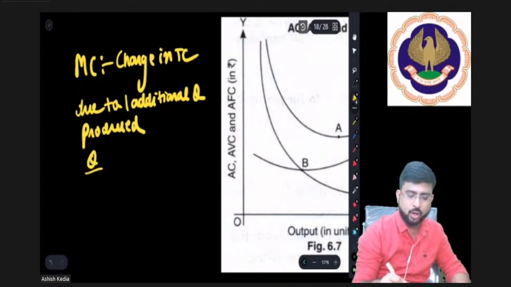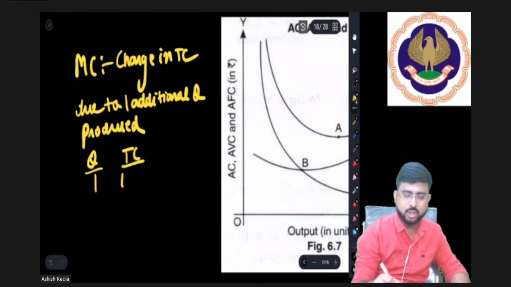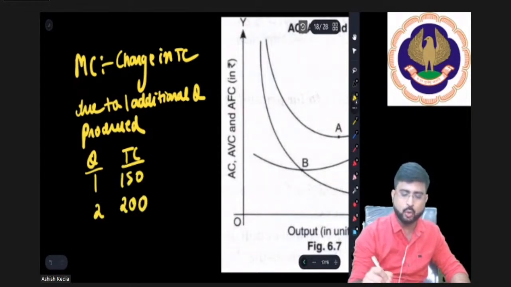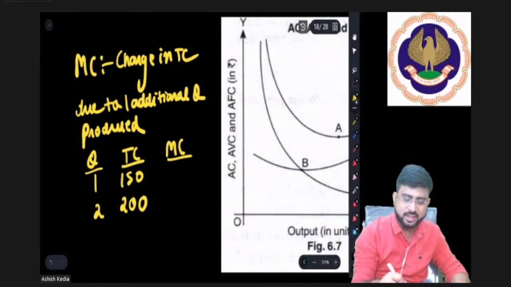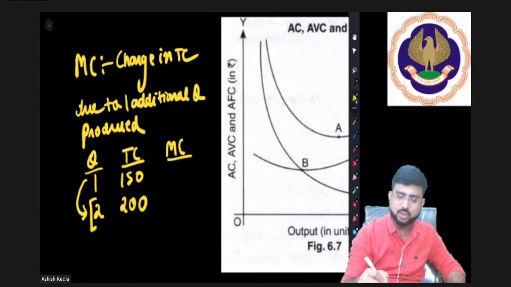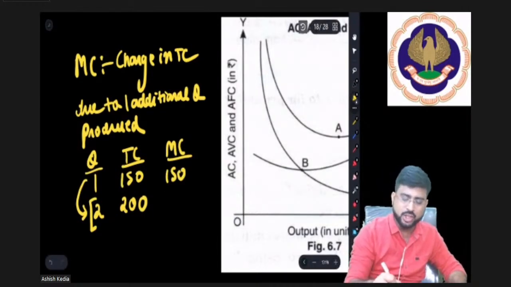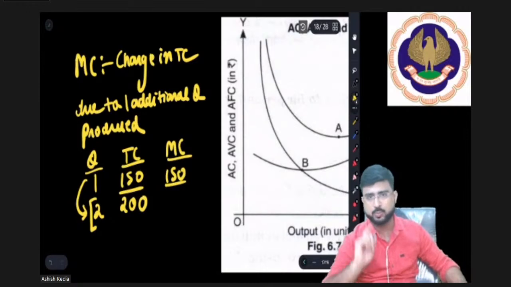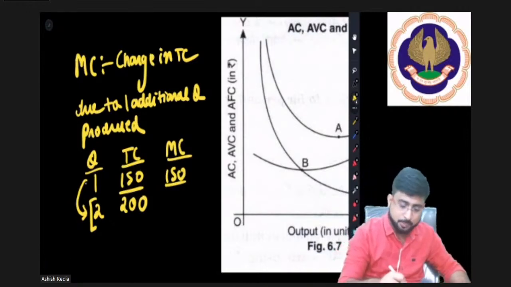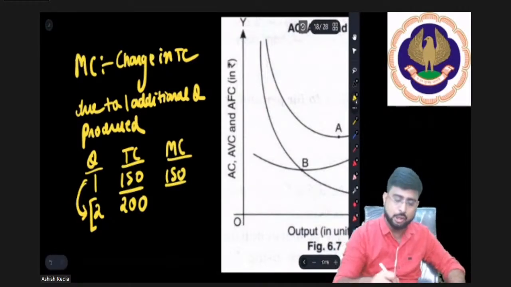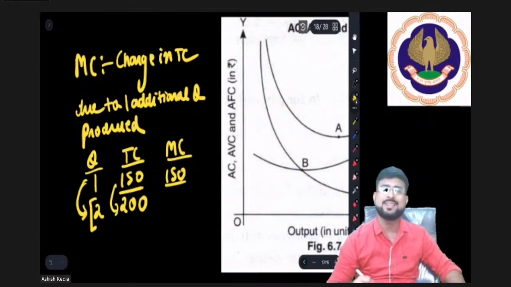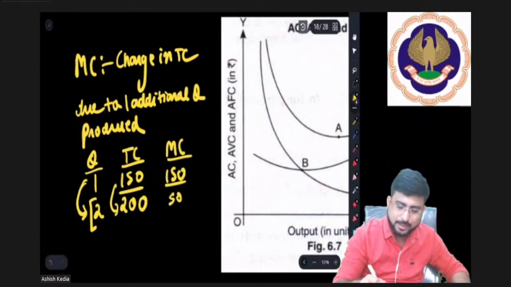Suppose quantity was 1, total cost incurred was 150. Now say quantity is 2, total cost incurred is 200. So just because you decided to produce one more quantity, see, at 0 it was 0 obviously, so at unit 1, TC and MC are the same. I have explained this before also, but here because I increased production by 1 unit, total cost changed by 50 rupees. So that's marginal cost.